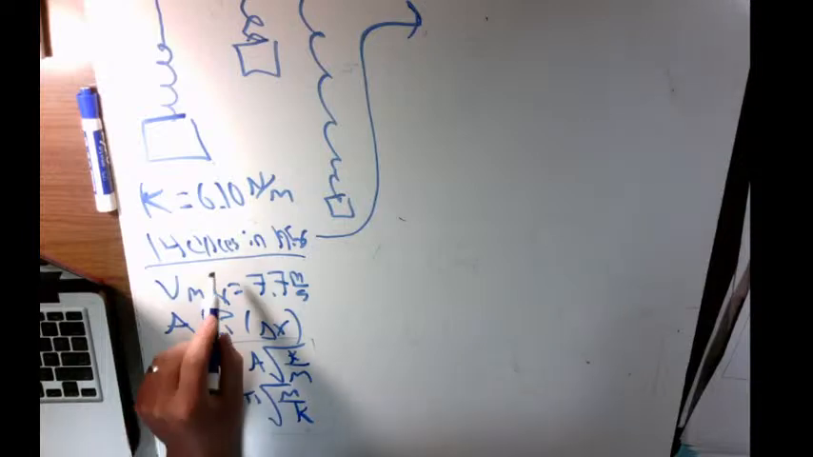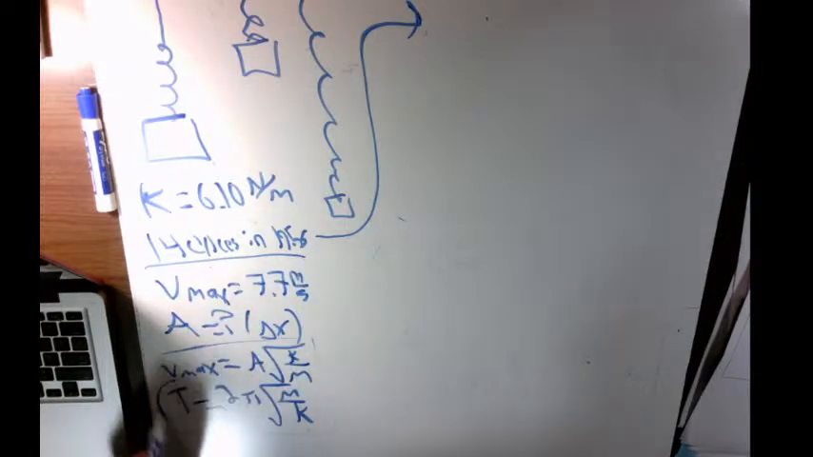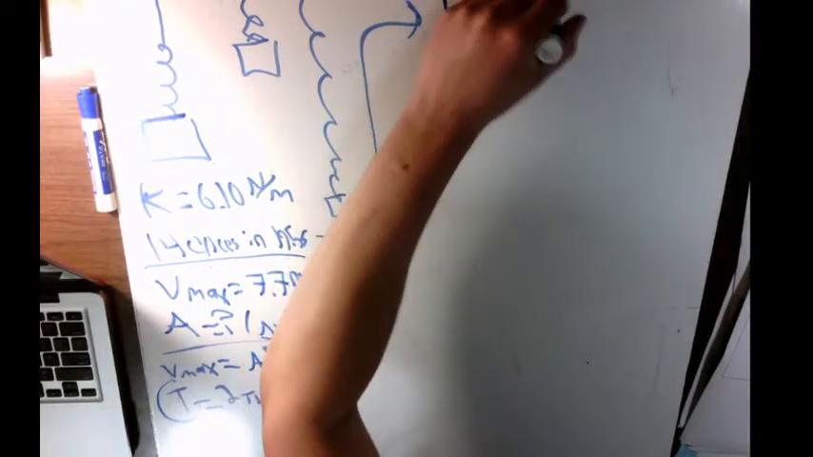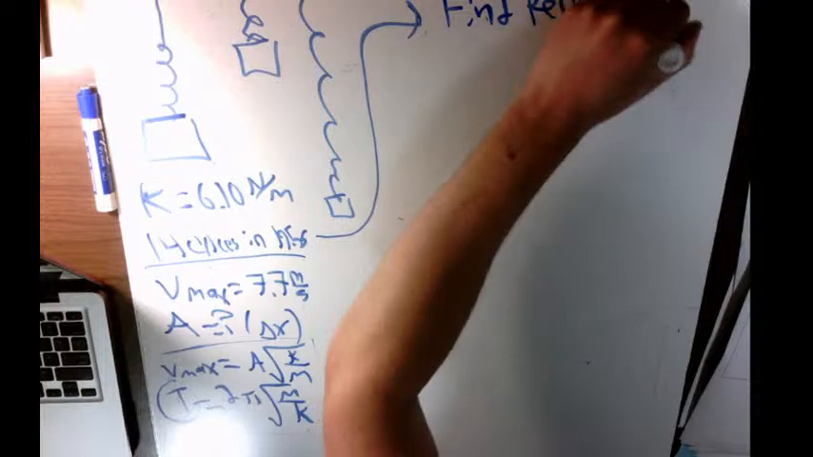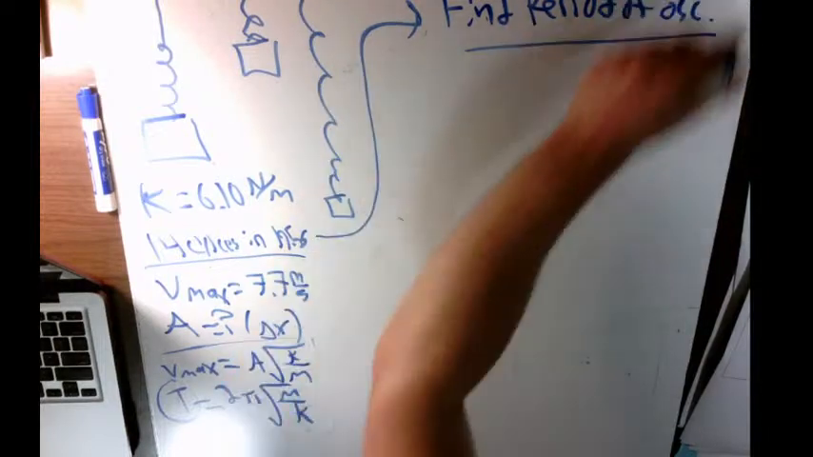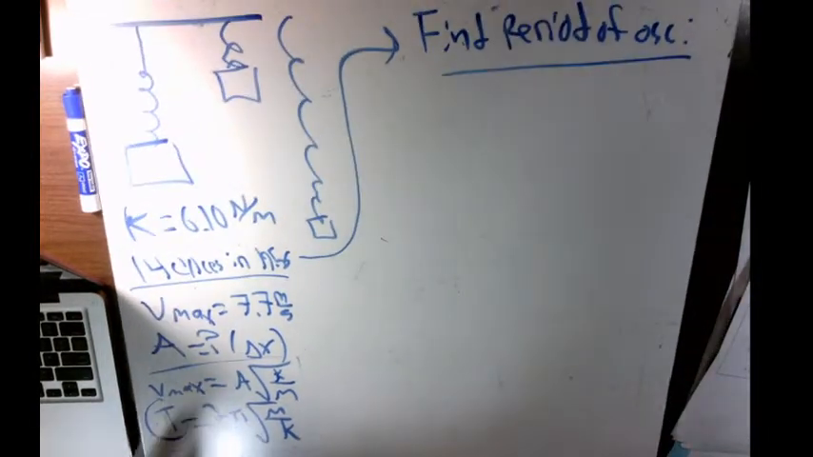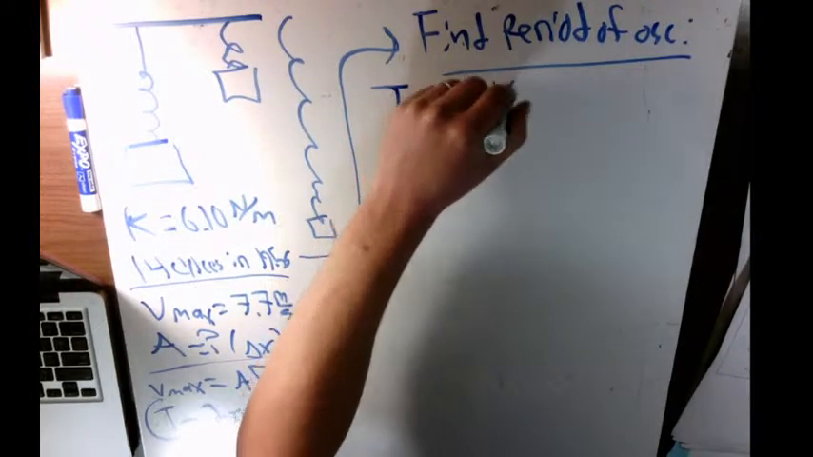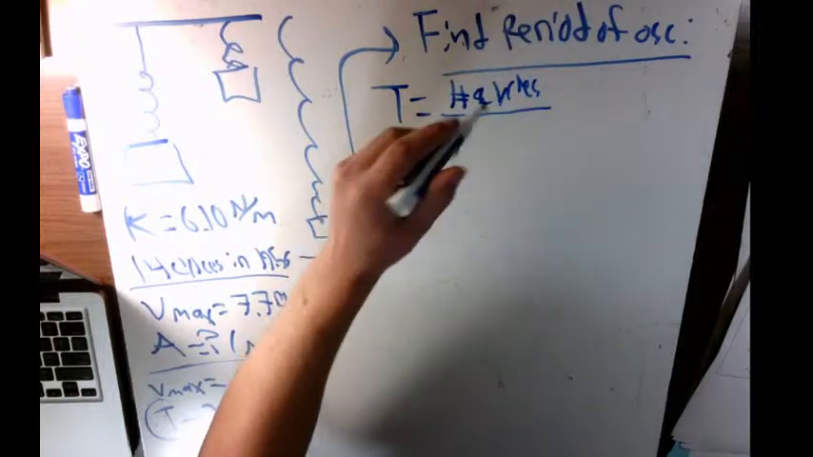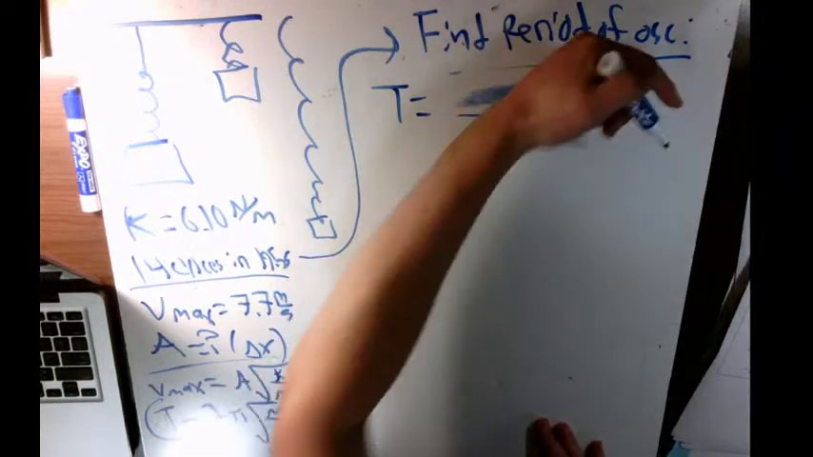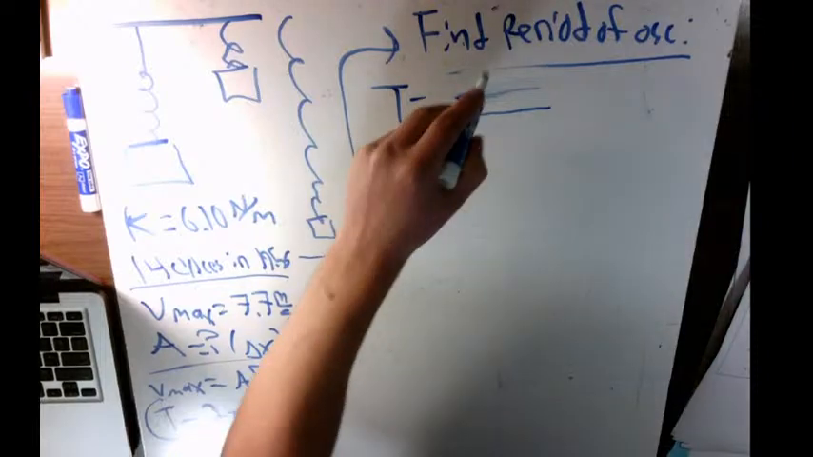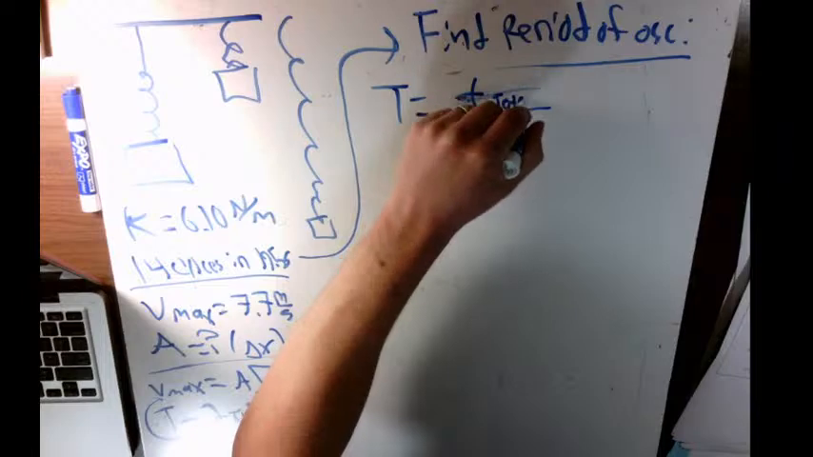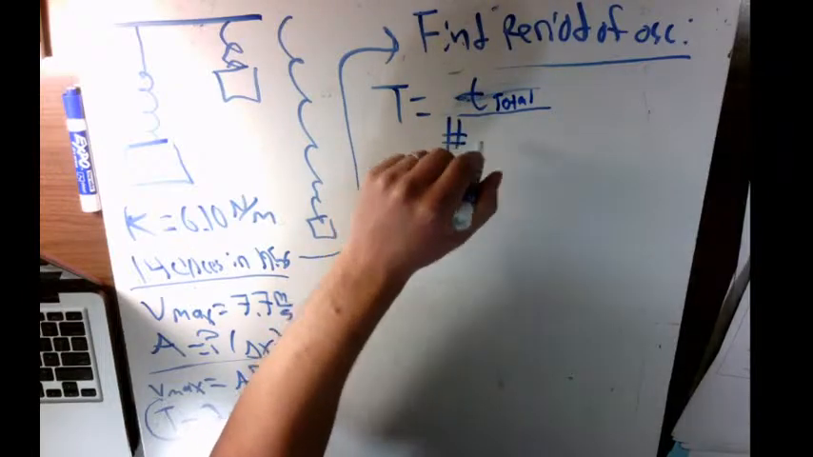So those are going to be the formulas we're going to end up using. We're given this information about cycles and time. We're going to use that to find period first. So find our period of oscillation or of bouncing, however you want to think about it. The period, capital T, is always equal to the total time divided by the number of cycles. I was saying frequency. Period is always in seconds, so we need time. So the total time divided by the number of cycles.